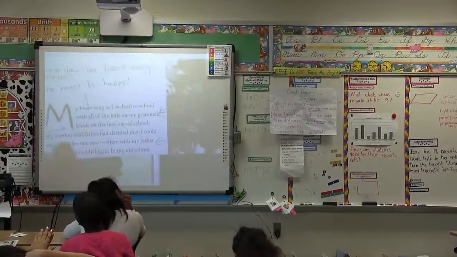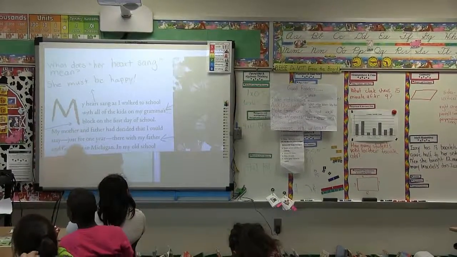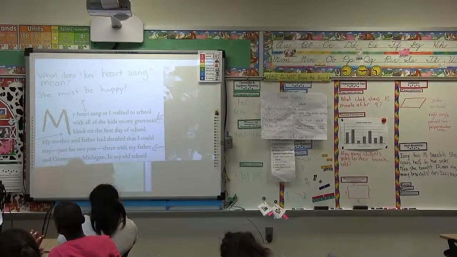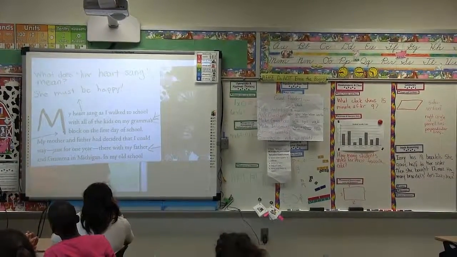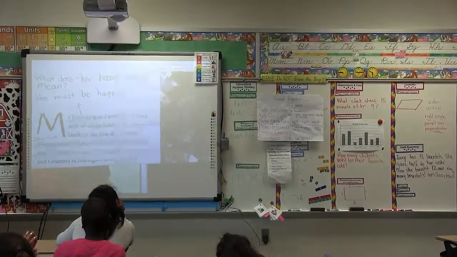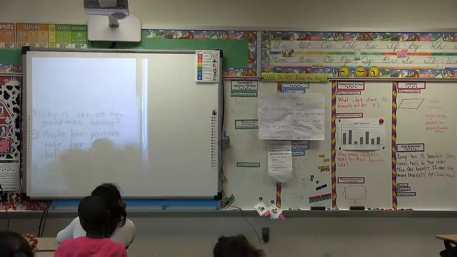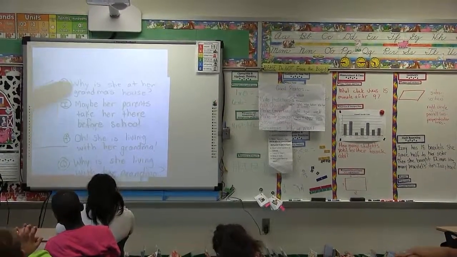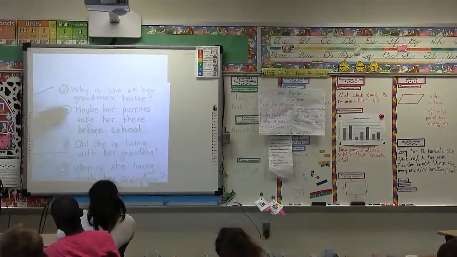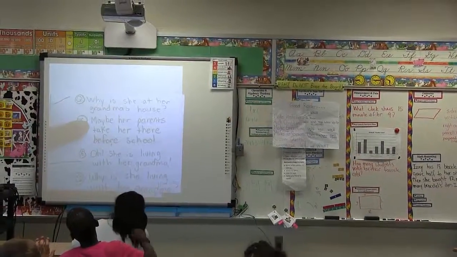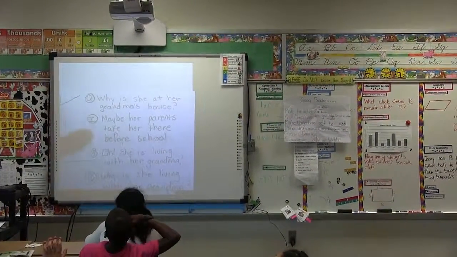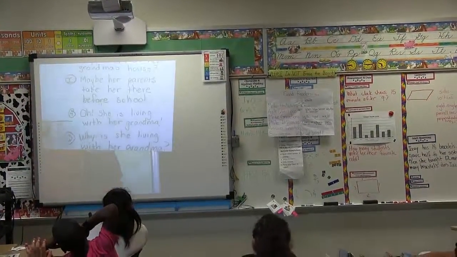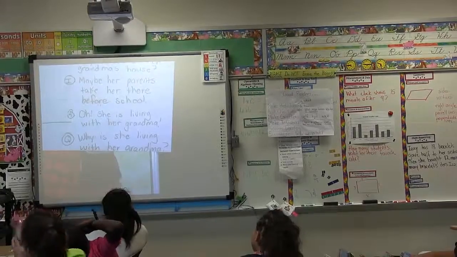My mother and father had just decided I could stay just for one year there with my father and grandma in Michigan. Oh, she lives with her grandma. I just answered my own question because I read on to answer my question. Why is she at her grandma's house? Boy, my inference wasn't right. But that's okay because I read on and she's living with her grandma. But I have another question. Why was she living with her grandma?